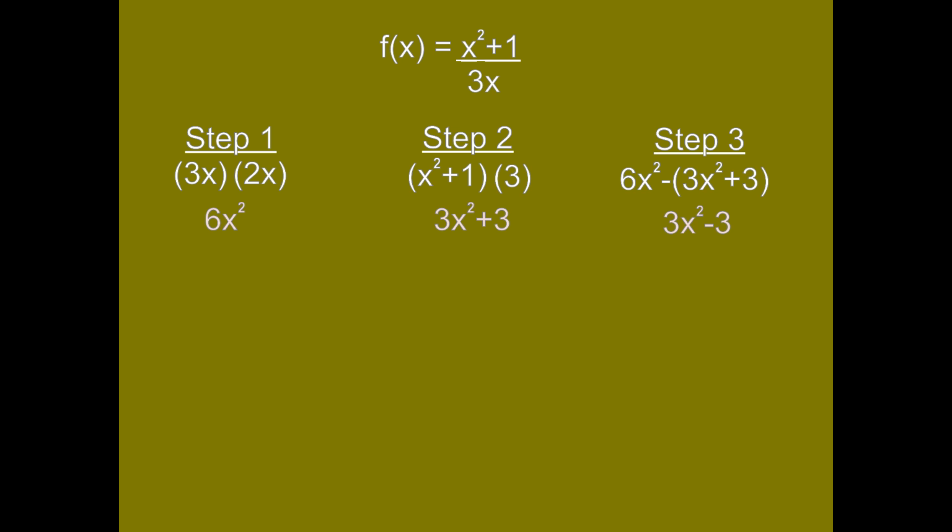There is one last step, step 4. In this step, you take the results from step 3 and divide it by the bottom quantity squared. The quantity 3x squared equals 9x squared. Our final answer would then be 3x squared minus 3 divided by 9x squared. Once you get the hang of doing this process, it will be much faster.